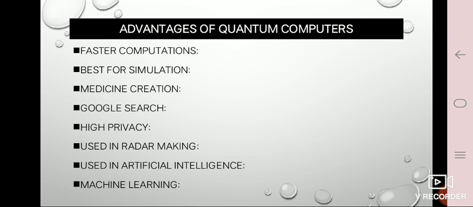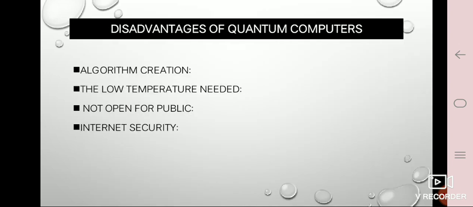The last one, machine learning. Quantum computing is applied nicely by using machine learning techniques. Users can use less code and use machine learning processes for improving outcomes. And now the disadvantages of quantum computers. The first one is algorithm creation. For every type of computation, it needs a new algorithm to be written. Quantum computers cannot work like classical computers. They need special algorithms to perform tasks in their environment.